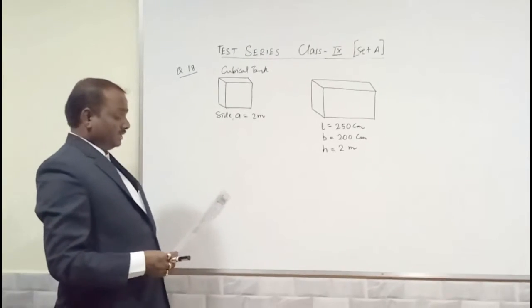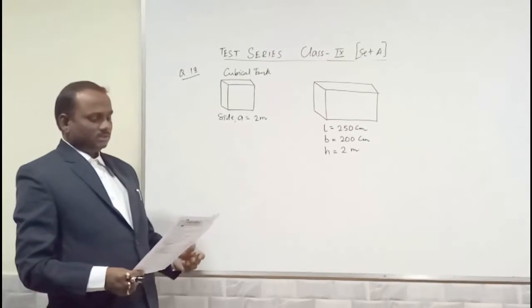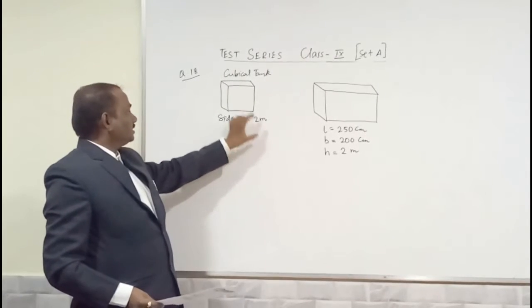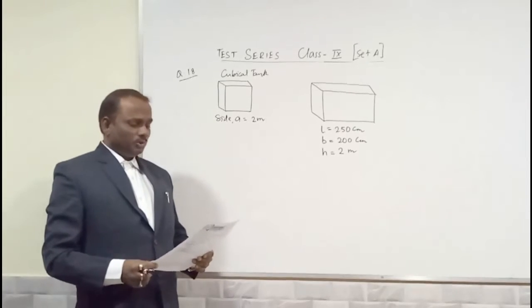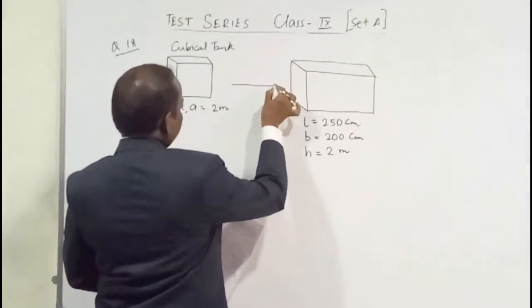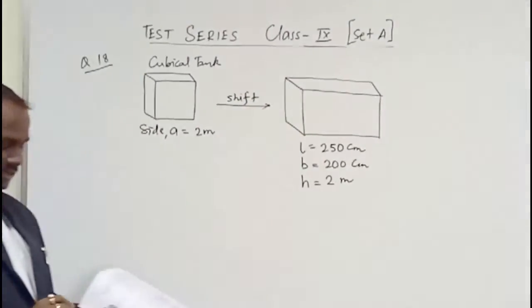Now this is question number 18. It says that a cubical tank whose side is 2 meter is filled with water. ये है cubical tank, as you can see, side 2 meter, इसमें पानी पूरा भरा हुआ है. Now the water from cubical tank is shifted to cuboidal tank. यहां से water को shift किया जा रहा है.